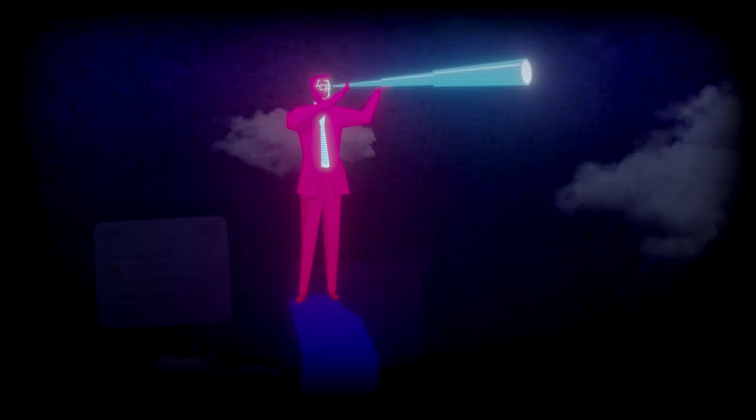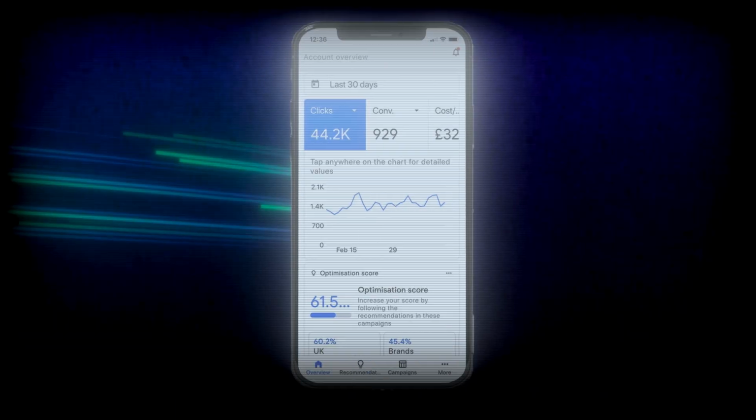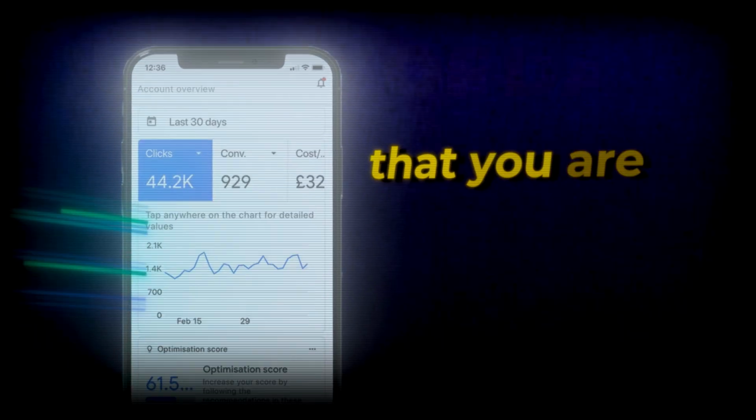True success in any Google Ads campaign is built off the quality of data that you are feeding back into Google Ads. And this becomes especially important for service-based or lead generation businesses who don't have an assigned conversion value to form inquiries and phone calls.